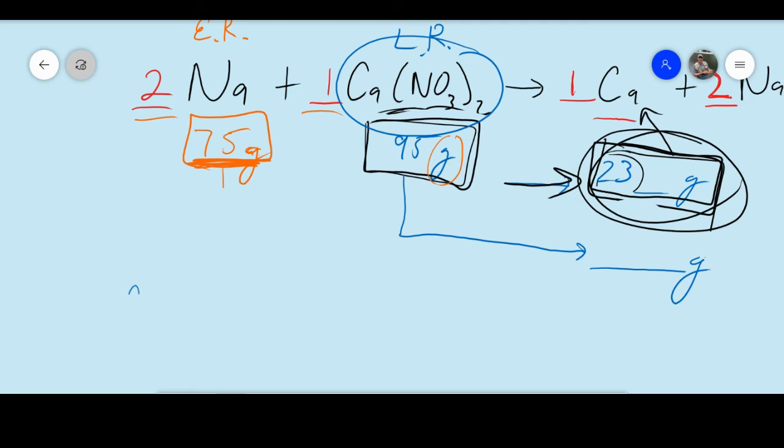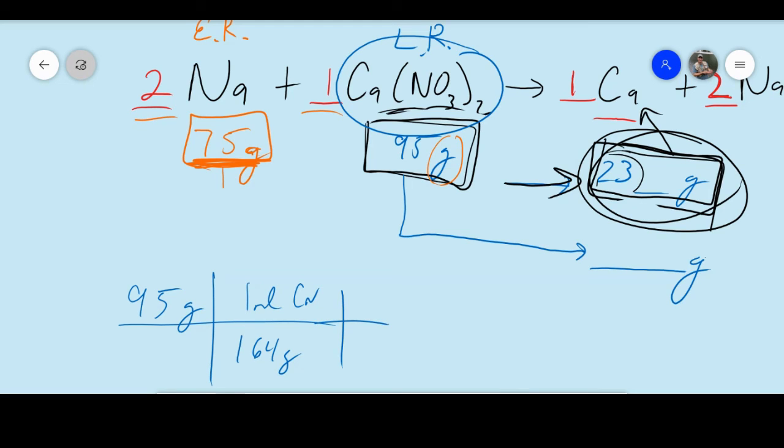Okay, so here's what we do next. 95 grams of the limiting reactant. Okay, then we're going to use our molar mass here, which is 164 grams per 1 mole. And this is the calcium nitrate. Okay. And we're going from here to here. So we're going to use the mole ratio 1 to 1. And I'm going to get sloppy on my units here. And then I know 1 mole of calcium has a mass of 40 grams.